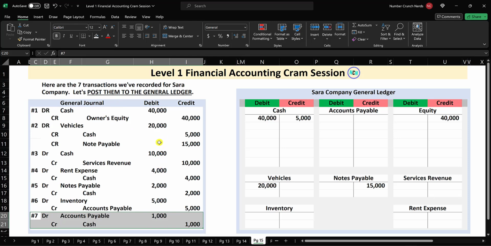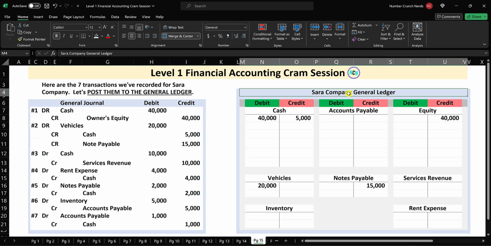The next step in the process is to post them. It is called posting them to the general ledger. A general ledger looks like this, and it has all of the various accounts located inside it. So we have cash, accounts payable, equity, vehicles, notes payable, etc. We have all these accounts.